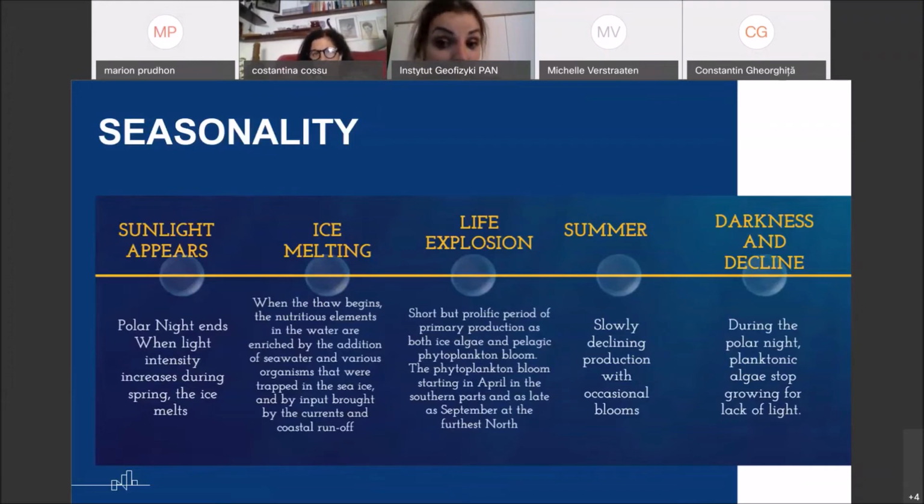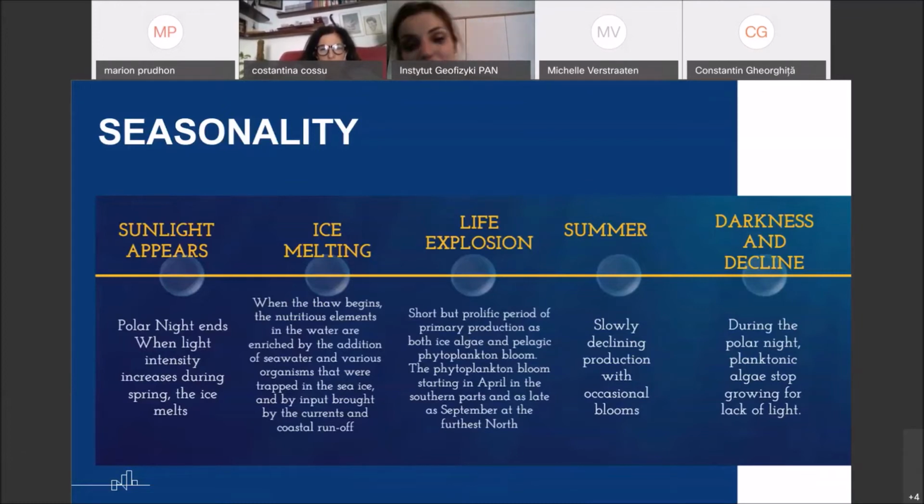Then we have summer, and the production is not as intense as it was right after the ice melting. So the productivity is declining slowly. There are some occasional, more local blooms sometimes, and inevitably darkness comes back and the decline comes back, and the total pause of basically almost any life.